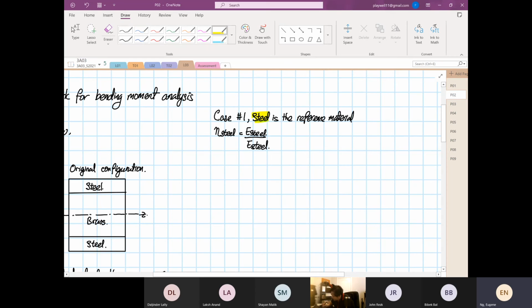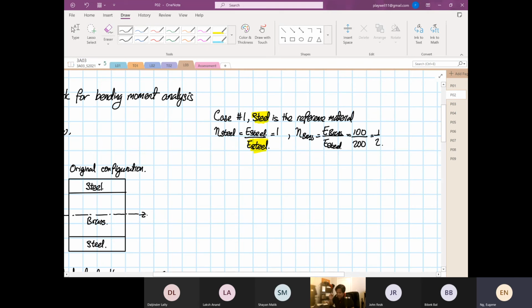Divided by steel, because we make the reference material steel. So this is equal to 1, right? Nothing changed. Now we have the n of brass, so this is E of brass divided by E of steel, and E of brass is about 100 gigapascal. Steel is approximately 200, so we know that this is like half. So what does this actually mean?